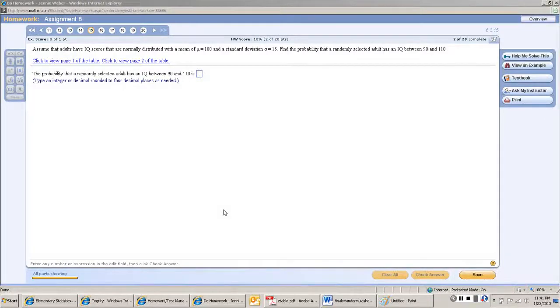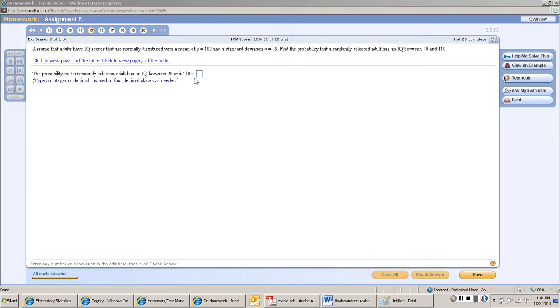Okay, we're doing an example from 6.3, and we have adult IQ scores that have a mean of 100 and a standard deviation of 15. And we want to find the probability that a randomly selected adult has an IQ between 90 and 110.